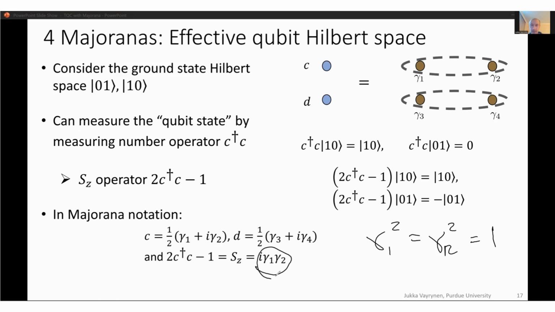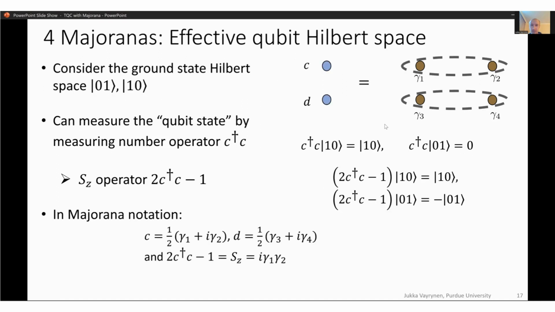you can show that this sigma Z squared will always be, sorry, not minus 1, but plus 1, which means that it has eigenvalues plus and minus 1. Okay, so that's my sigma Z operator. How about sigma X and sigma Y?